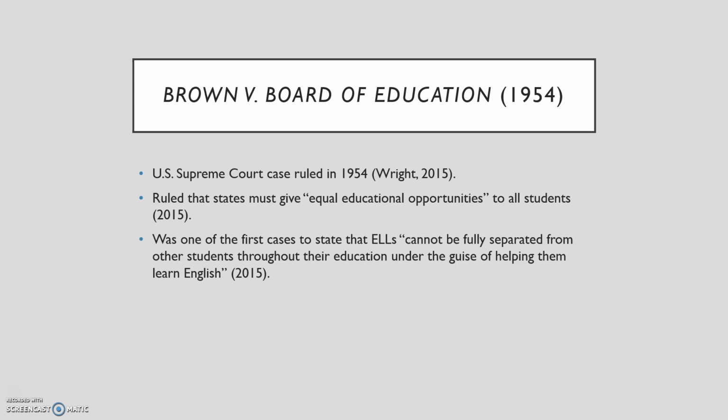Brown v. Board of Education, 1954. Brown v. Board of Education was a U.S. Supreme Court case ruled in 1954. The court case ruled that states must give equal educational opportunities to all students. This in turn created the path for bilingual programs becoming active in the United States.